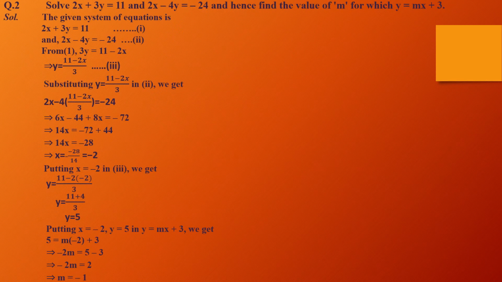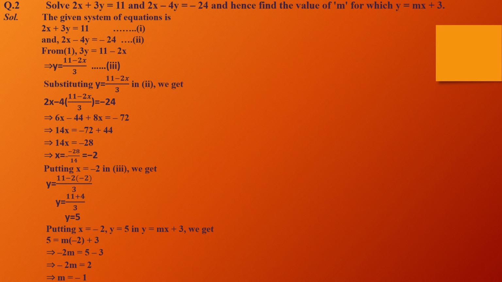So let us do question number 2 of exercise 3.3. Solve 2x plus 3y equals 11 and 2x minus 4y equals minus 24, and hence find the value of m for which the given equation is y equals mx plus 3. So the given system of equations is 2x plus 3y equals 11 as equation number 1, and we consider 2x minus 4y equals minus 24 as equation number 2.